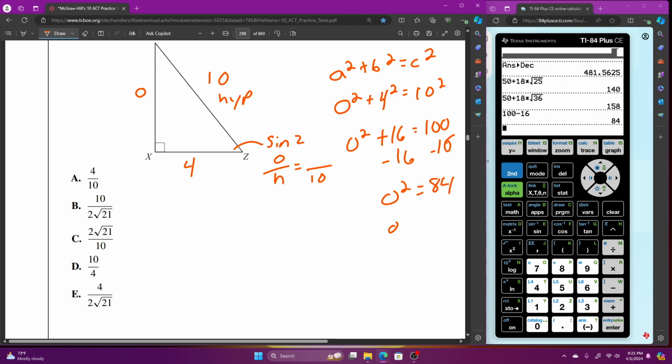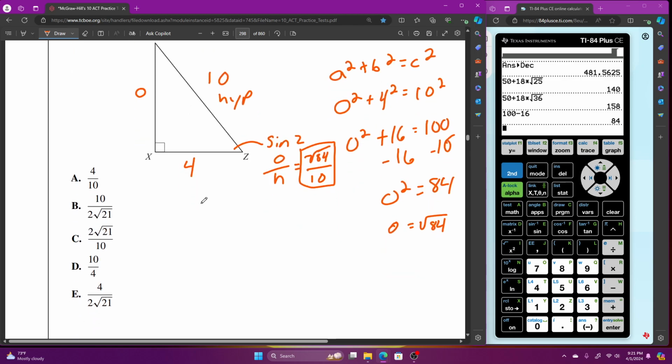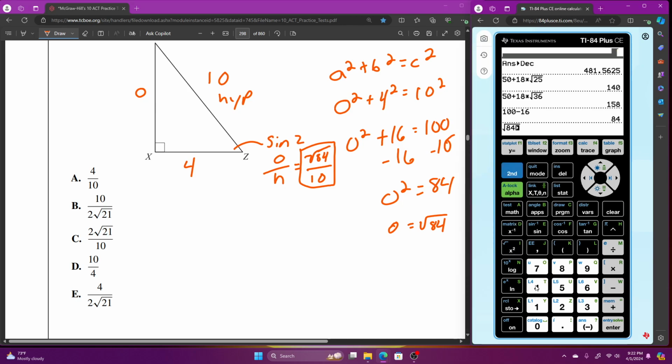O squared equals 84. So O equals the square root of 84. And what were they asking for? What is the sine of Z? So we want the square root of 84 over 10. There's our answer. And I know the square root of 84 over 10 is going to be probably C. Let me see. Square root of 84 divided by 10.